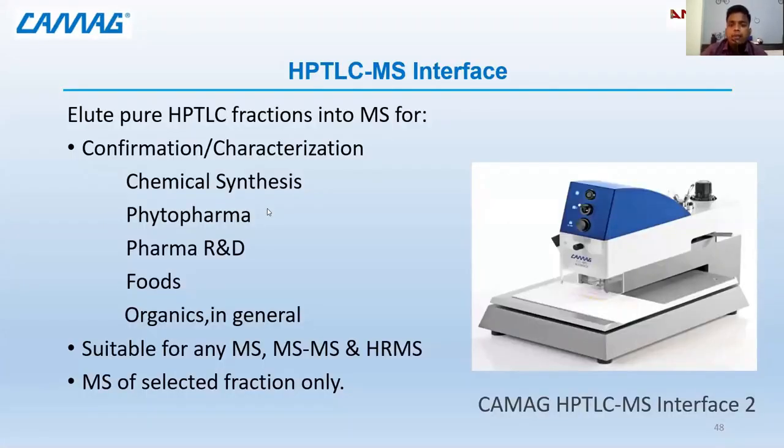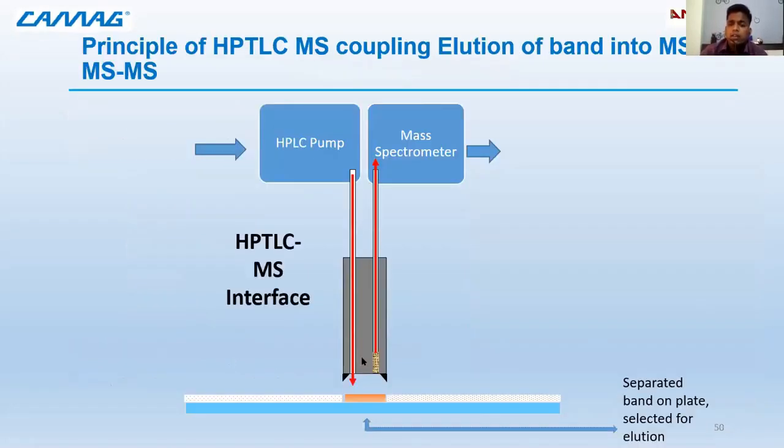Now, the HPTLC-MS interface hyphenation technique. I told you earlier, if you want to find out any unknown compounds by m/z ratio, mass to charge ratio, you can go for this technique. You just have to hyphenate with the pump and the MS. It is used for confirmation and characterization in chemical synthesis, phytopharma, pharma, R&D, and foods. It is suitable for any MS, MS/MS and HRMS analysis.